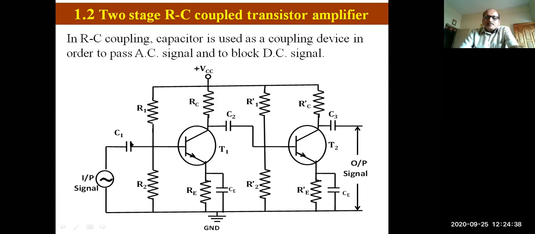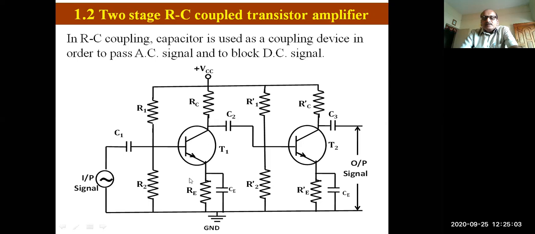This capacitor C1 couples the input signal. This input signal is amplified by a transistor Q1. That means its amplitude increases here. And this amplified output can be taken across the collector. And this amplified output is inverted in phase in case of a CE amplifier.